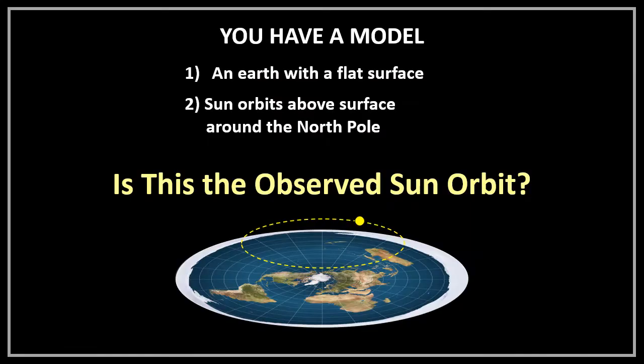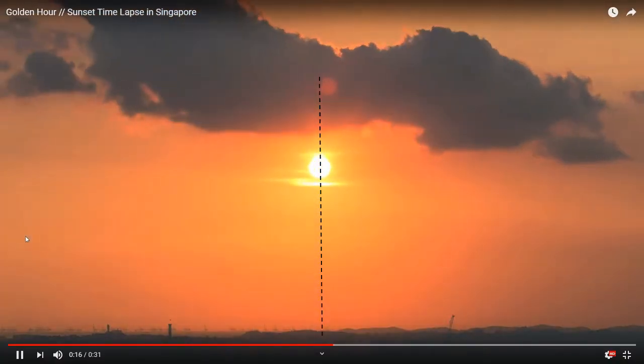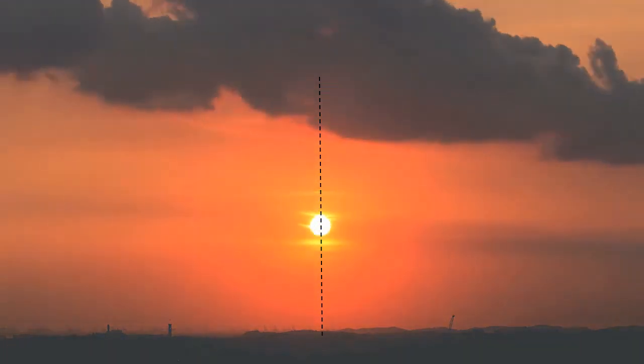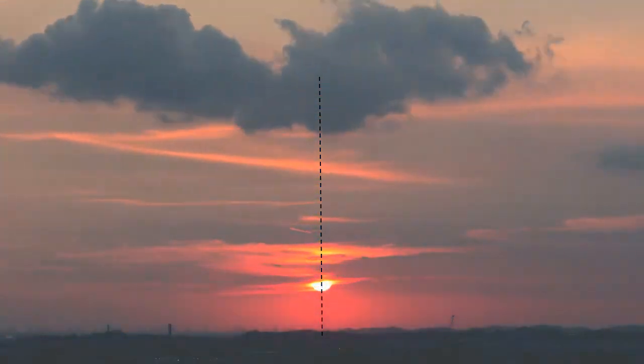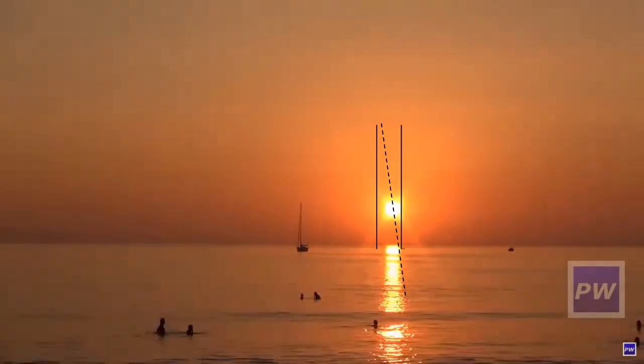So let's do one more comparison, and we'll take a look at the observed sun orbit near the equator. And we'll start with Singapore, which is right on the equator. So from Singapore, we see a sun that sets perpendicular to the horizon. Same thing when it rises. And this was taken by Phuket Bird on Phuket Island, Thailand.